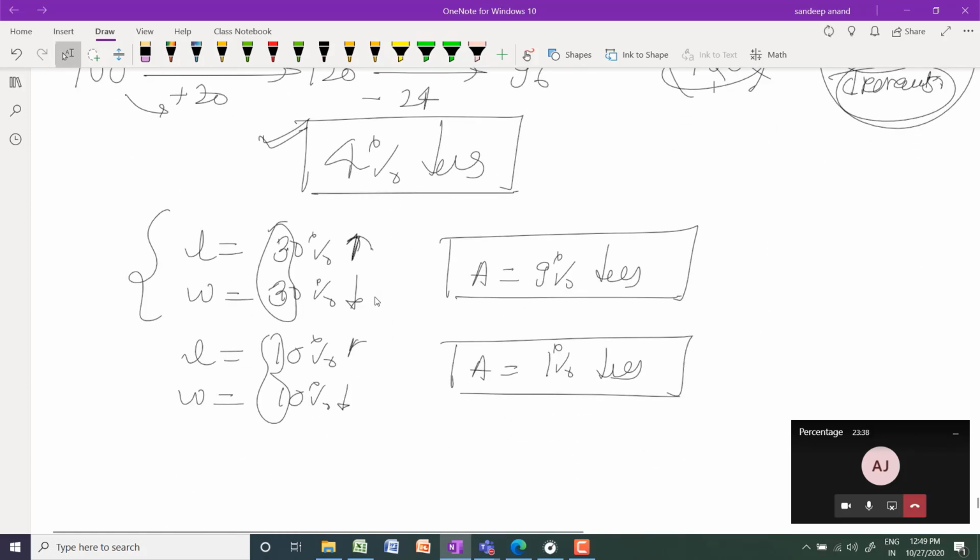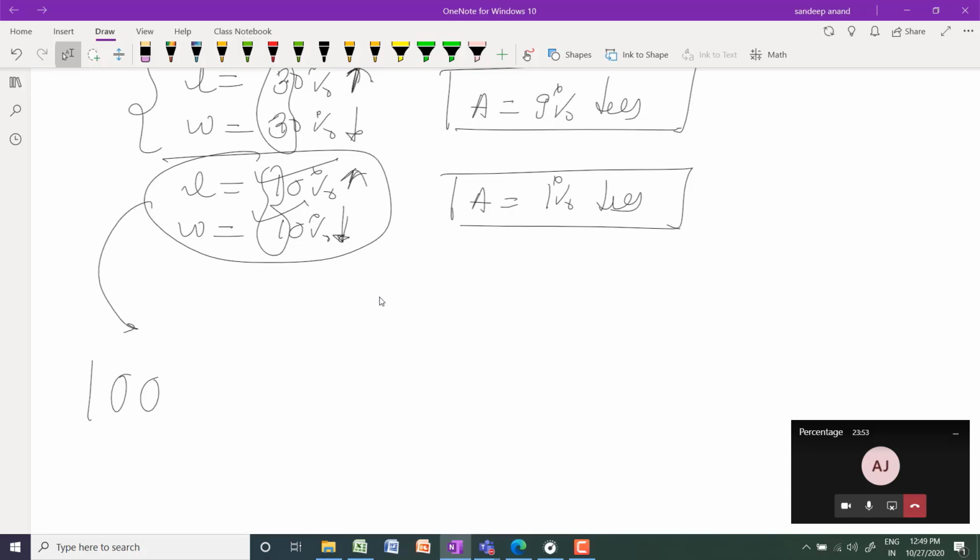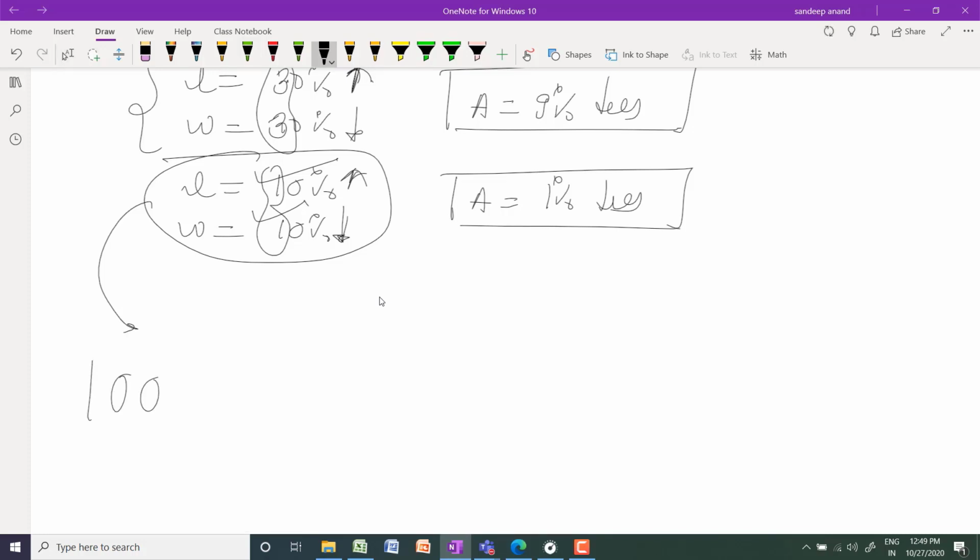Are you following what I am trying to say? Okay, so now I'm going to prove this. If the length is increased by 10% and the width is decreased by 10%, what happened? Suppose the area is 100. If you increase the term by 10%, plus 10, the value becomes 110.